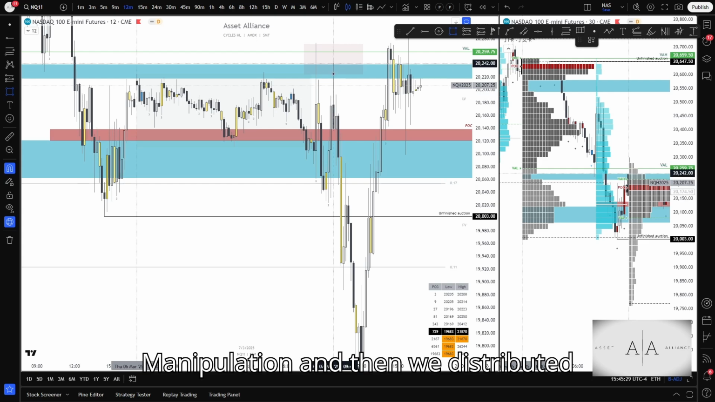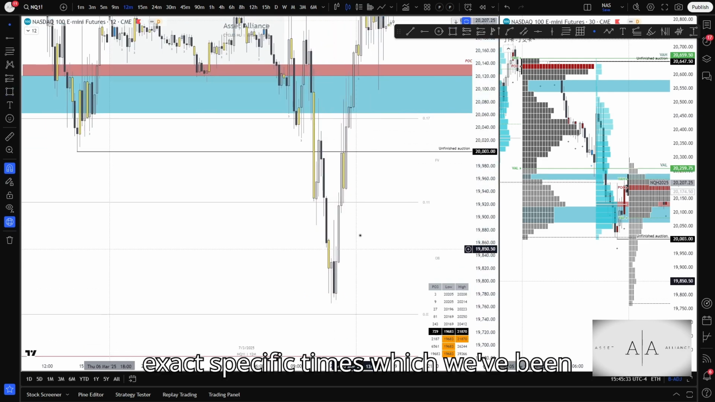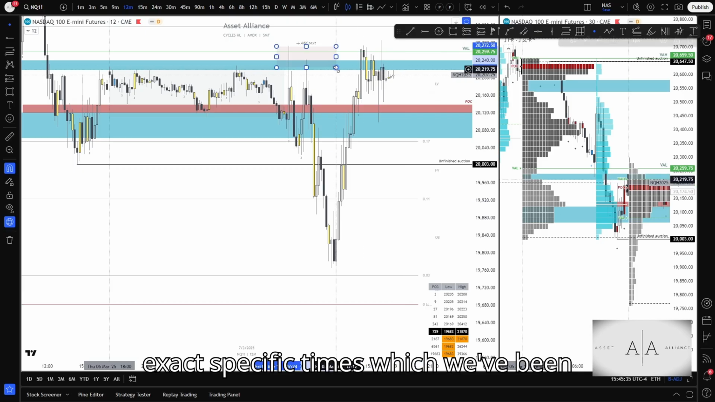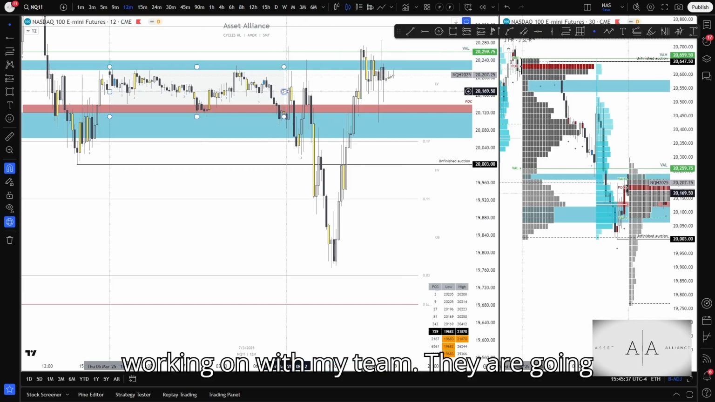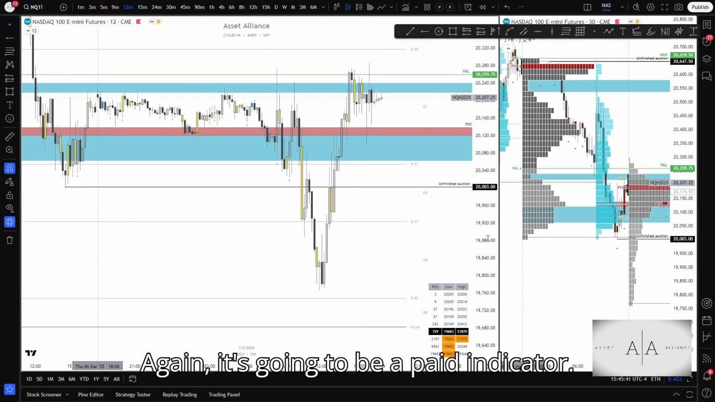Manipulation, and then we distributed for lower prices, right? Now there's exact specific times which we've been working on with my team. They are going to be made public into an indicator. Again, it's going to be a paid indicator.